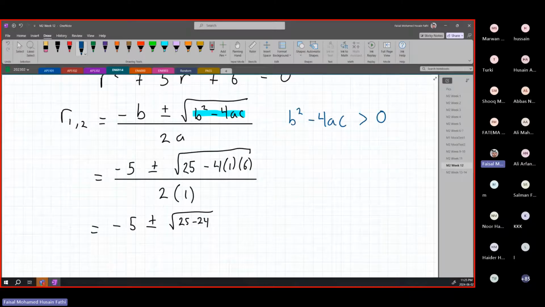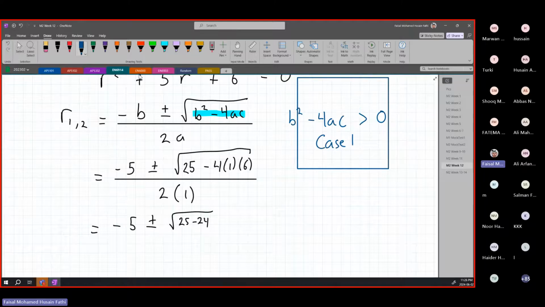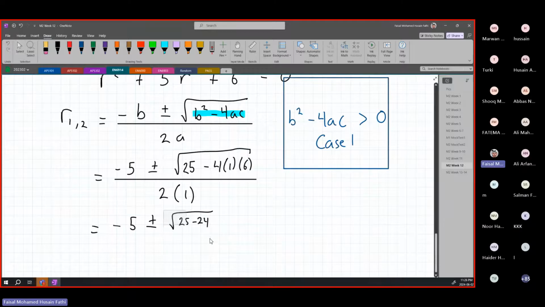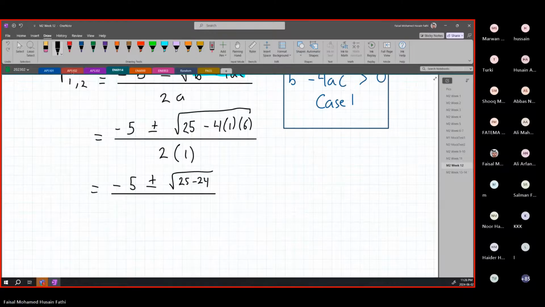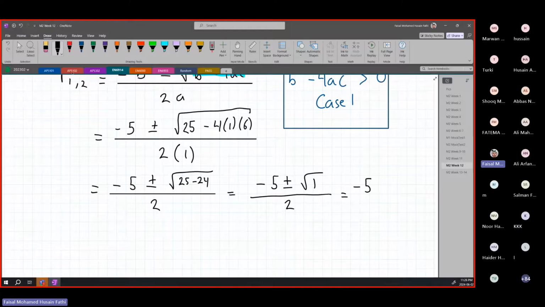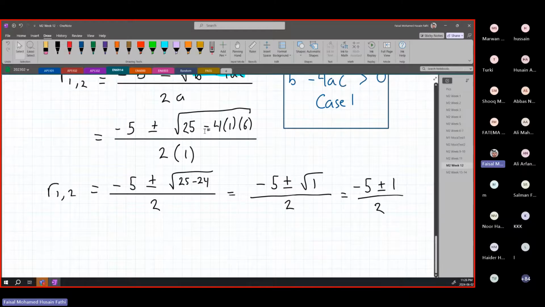All right? This is for case number 1. This is what is meant by the first case. So our b squared minus 4ac is going to be a positive number, which is just going to be 1 in this case. What does this mean? This means that when we solve this, now this is going to be divided by 2, which is equal to minus 5 plus or minus square root 1 over 2, which is equal to minus 5 plus or minus 1 over 2. All right, this is for R1 and R2.